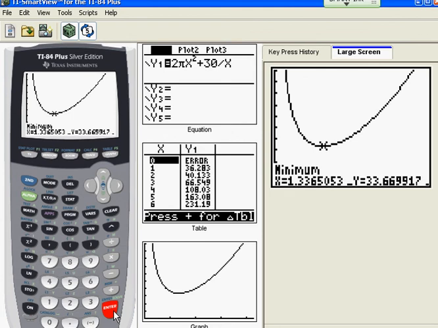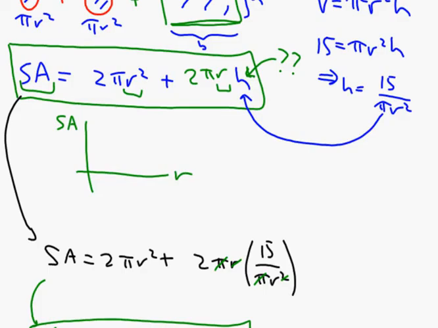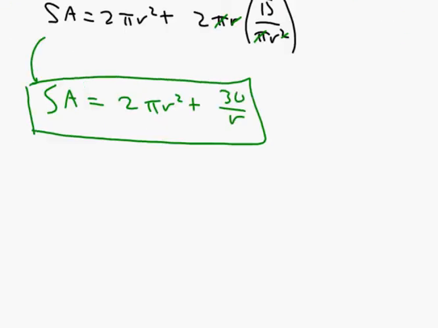So we have a minimum when x is equal to 1.336. And then the y of 33.669 is really what the minimum surface area would be at that point. So the minimum surface area possible for this thing is 33.67 inches squared. And it happens when the radius is equal to 1.337. So if the radius is equal to 1.337, we end up with minimum surface area.